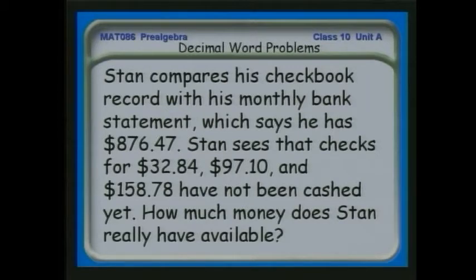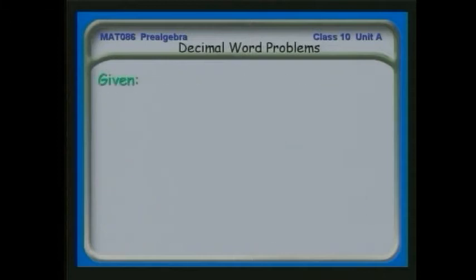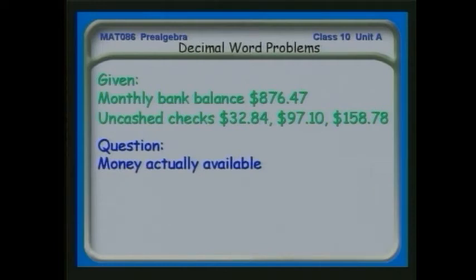Let's look for the information again. He has $876.47. That's what they said he has, but he finds there are checks that haven't been cashed. What we want to know is how much money does he really have available at this point. Let's summarize the information. There's his bank balance statement, but there are some uncashed checks that he knows he's written, that aren't included in that balance. And we'd like to know what's really available.